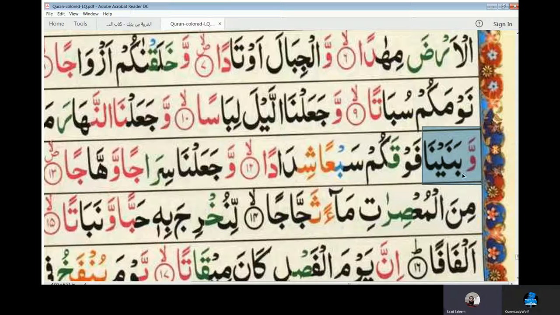Wabanaina. Fa fata, wow sukun, fau. Ka fata ka. Kaf dhamma, mim sukun, kum.